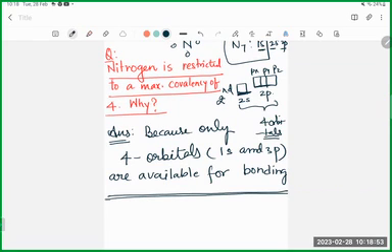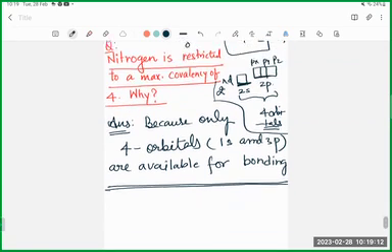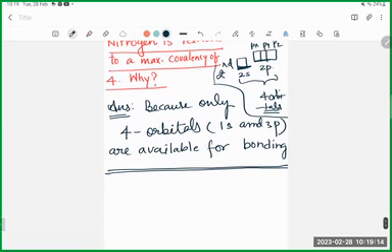Are you able to understand why it is restricted to 4? Because it does not have the capability. If you have more than 4, it cannot go, because it has only 4 orbitals, right? That is the reason it has anomalous properties, and that's the reason we are specifically learning about nitrogen over here.